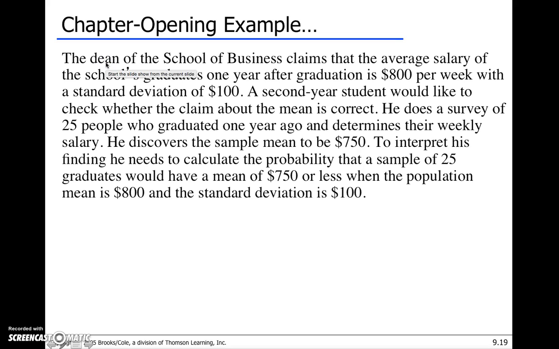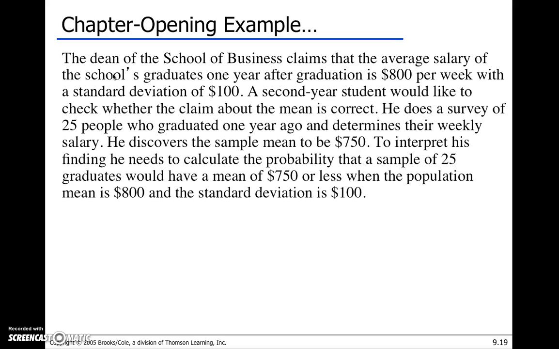We will continue where we left off. Open example in the chapter. The dean of a school of business claims that the average salary of the school's graduates 1 year after graduation is $800 per week, with a standard deviation of $1,100. The second year student would like to check whether the claim about the mean is correct.